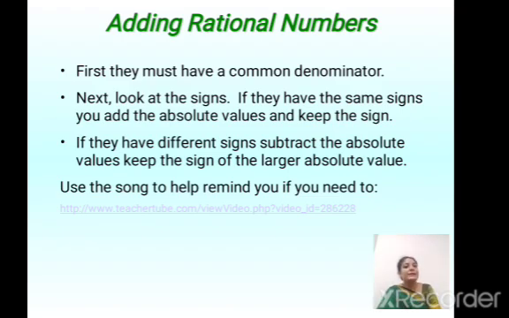Now adding rational numbers. What are the steps we can follow? First, they must have a common denominator. If I want to add two rational numbers, their denominators should be the same. Next, look at the sign. If they have the same sign, you add the absolute values and keep the sign. If they have different signs, subtract the absolute values and keep the sign of the larger number.